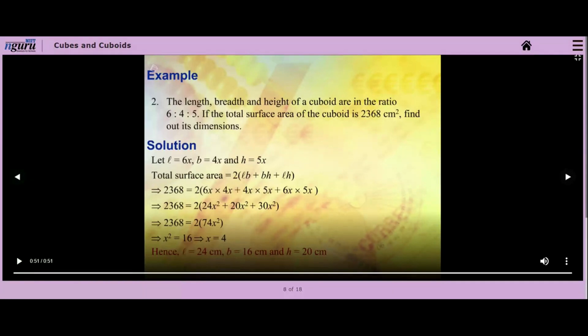Yes, ma'am. 2 into 74 squared is 23868. So x squared is 2368 divided by 2 into 74. Correct? Ma'am. Yes, ma'am.